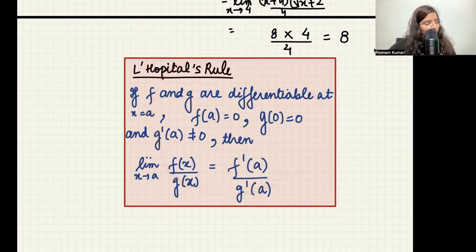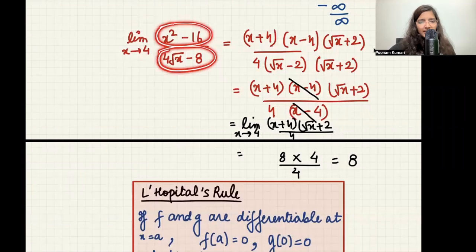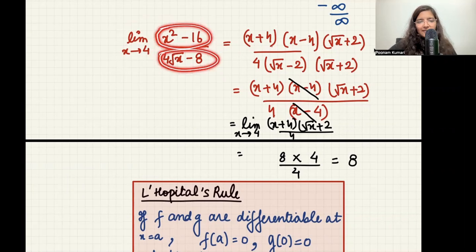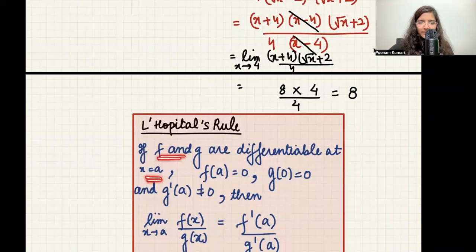So considering and taking this example again, this is my function f(x) and this is my function, let's say g(x). I try to figure out my limit at x equals 4. I see that this is 0 and this is also 0 when x is 4, right? So my f of 4 is 0, my g of 4 is also 0. And is this function differentiable at x equals 4? Yes, it's a polynomial function, a quadratic function, so it's differentiable. And this is also differentiable at x equals 4. Both functions are differentiable at x equals a.